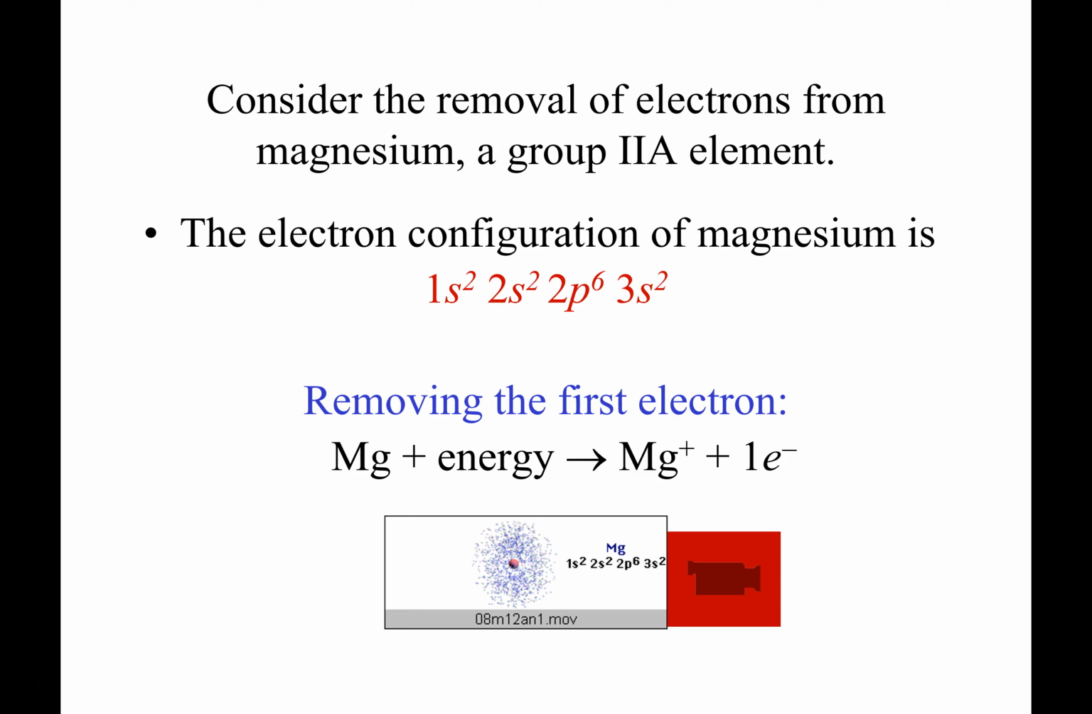We can look at the ionization like this, where we take a neutral magnesium atom, we zap it with ionization energy as the 2 reactants. On the product side, we end up with an Mg+ and 1 electron. So here's a video to show you what that looks like.